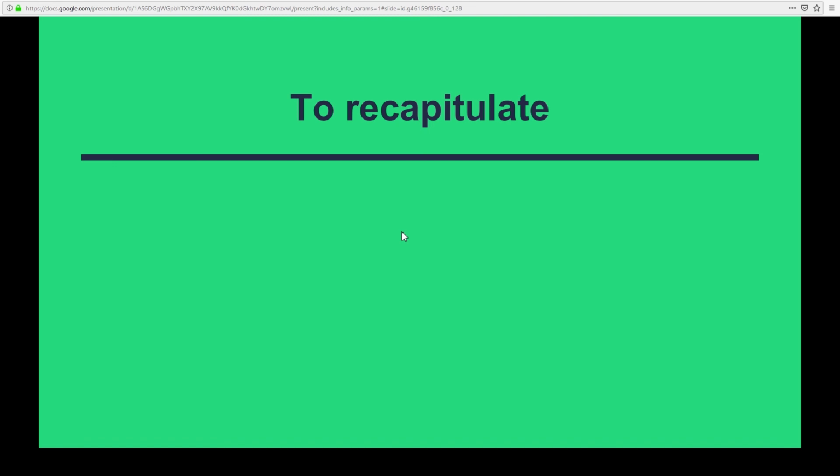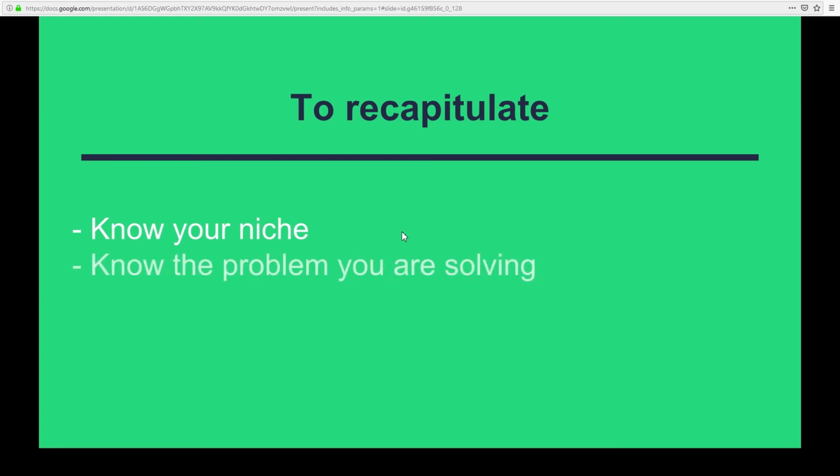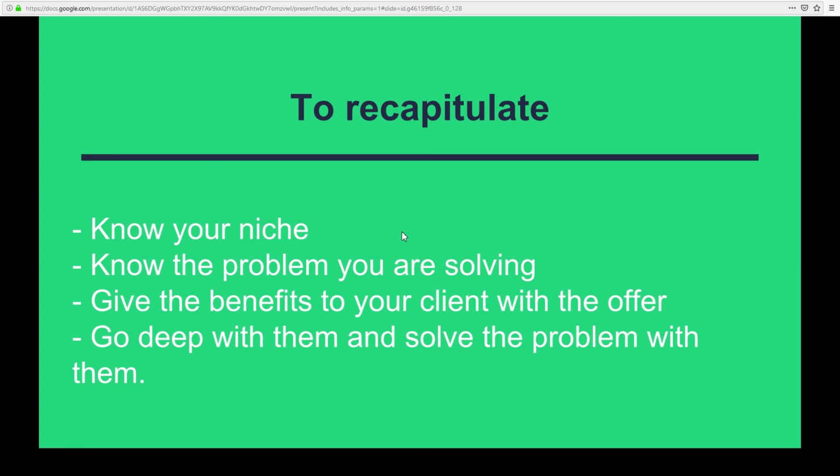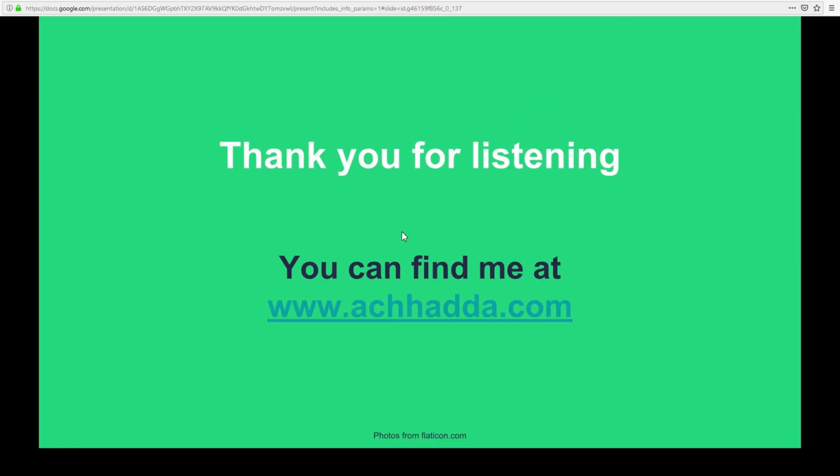So to recapitulate, this is what we discussed. Know your niche. Know the problem you are solving. Give the benefits to your clients with the offer. So yeah, don't just give them the offer, go deep with them and solve the problem with them.